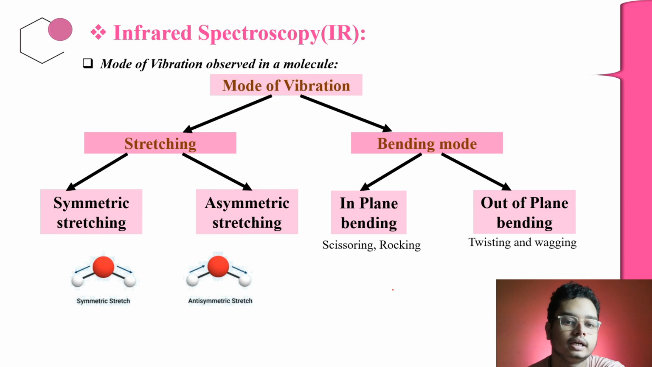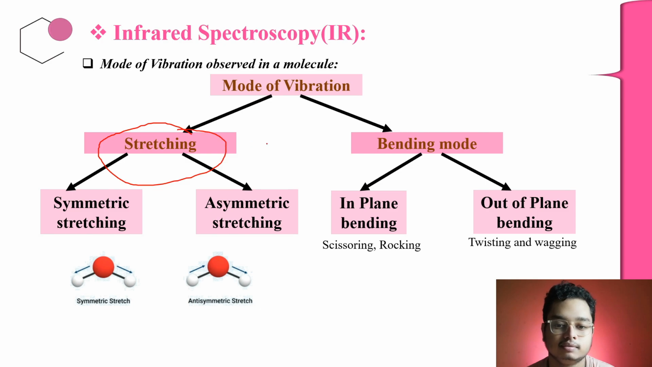Now let us talk about the modes of vibration. As we discussed, different types of vibration are observed due to the interaction of the molecule with IR radiation. There are two types of vibration: stretching vibration and bending vibration. In stretching vibration, there are two types: symmetric stretching and asymmetric stretching.